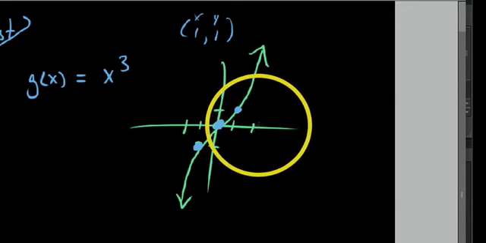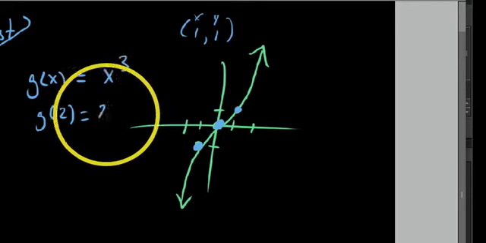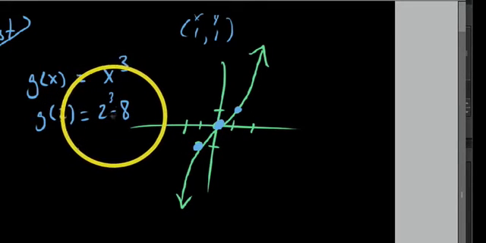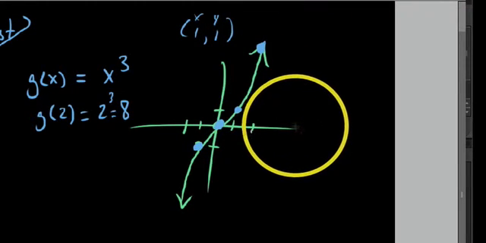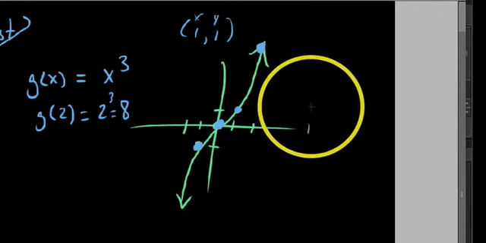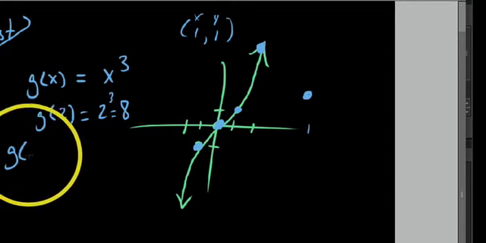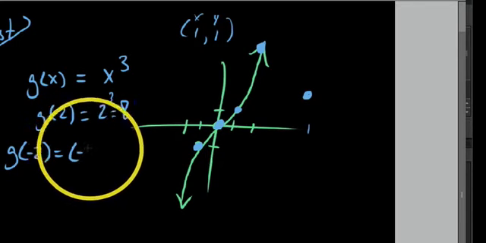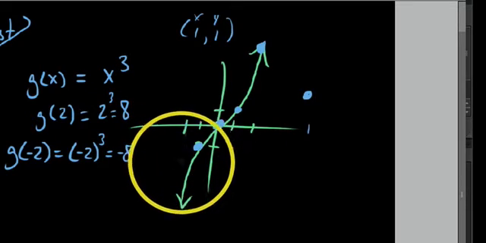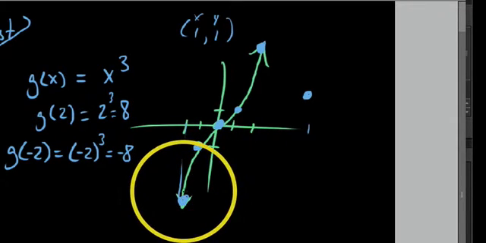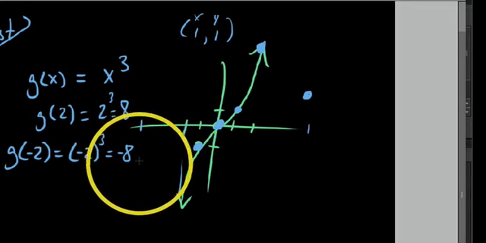It'll be a little bit more apparent, though, if we were to plug in, say, g of 2. We'd get 2 cubed, an output of 8. So (2, 8), which is clear up here somewhere. That must mean that (8, 2) is also on the graph, way out here. And what if we plug in g of -2? So -2 cubed is -8. So (-2, -8) was on the original function, so (-8, -2) is on its inverse, which is here.